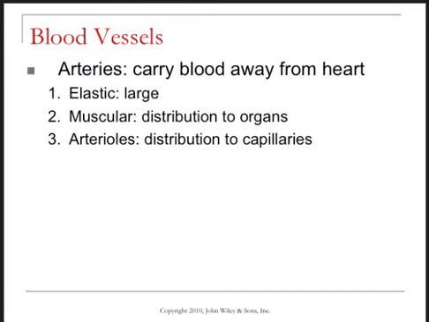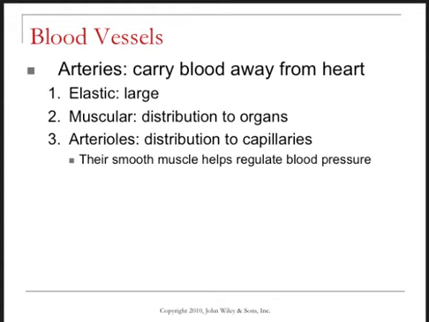And then eventually that blood is going to make it back to the heart, specifically to the right atrium, where it will move through the pulmonary circuit, going from the right atrium to the right ventricle to the lungs, and then back to the left atrium, then to the left ventricle, and then to the entire body.